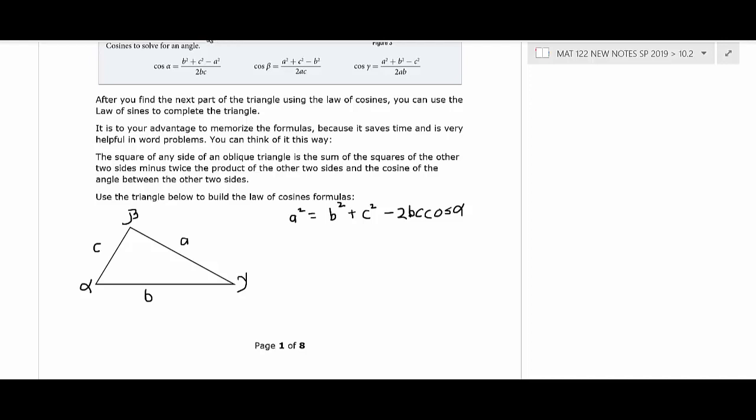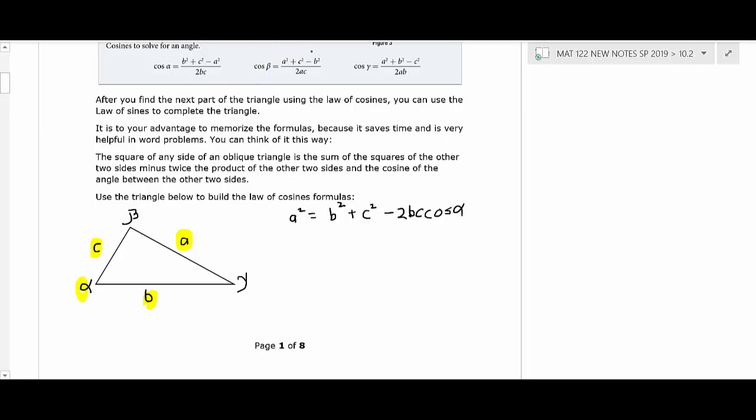Okay, so it goes like this. If you look at this, that's the A squared. You've got the other two sides, twice the product, cosine of the angle that's in between. So those are the things that are related, and that gives a side-angle-side case right there.